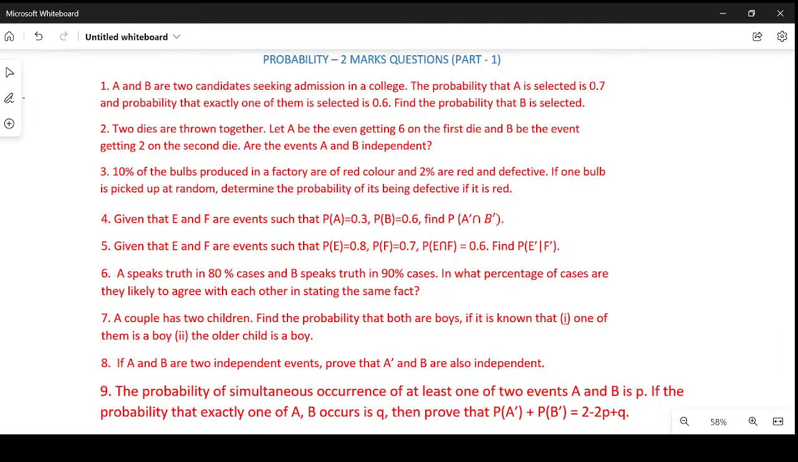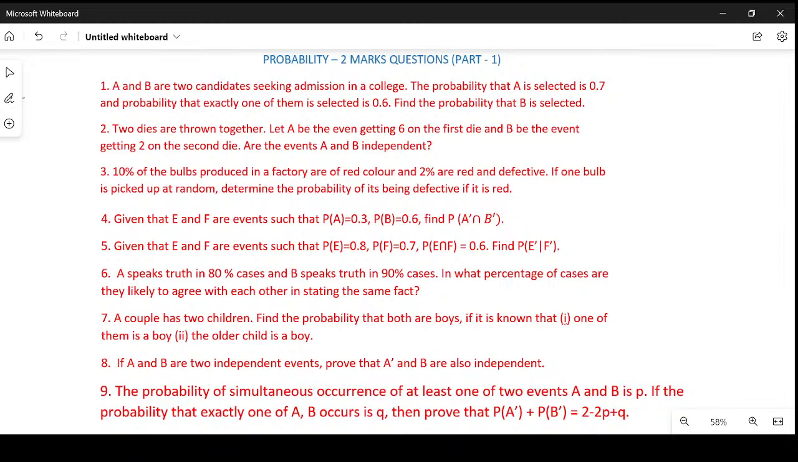Today I am going to explain probability 2 marks questions part 1 under term 2. These are the most important ones I am going to cover. In the coming 2 weeks I will cover all the important questions. Now, the first class today, I am taking probability 2 marks questions under part 1.